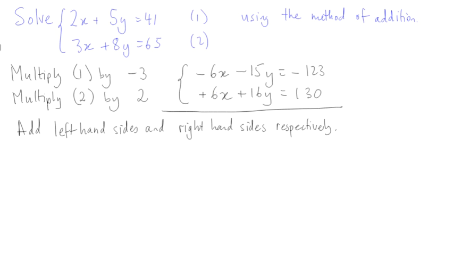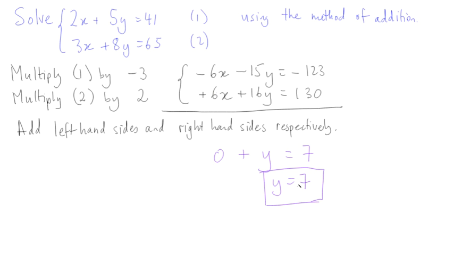And that will give me minus 6x plus 6x is 0. Minus 15y plus 16y gives me only 1y left. Minus 123 plus 130 gives me plus 7. So y is 7. That was nice and easy.